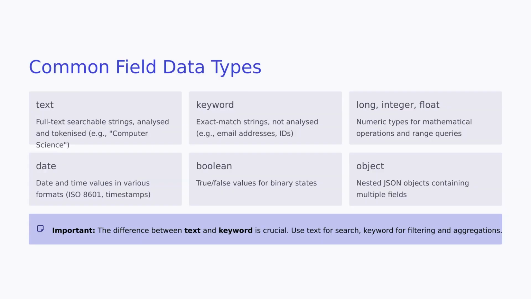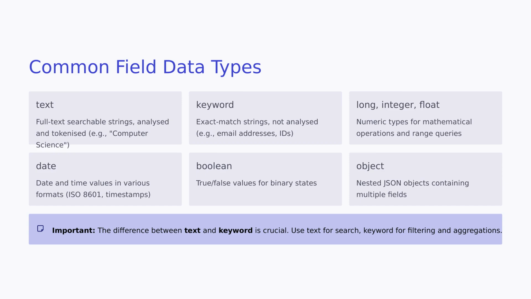Ever wonder how data is structured behind the scenes? Let's dive into the world of common field data types. Text fields hold full-text searchable strings like computer science, while keywords store exact match strings like email addresses. Numeric types like long, integer, and float are vital for math operations.